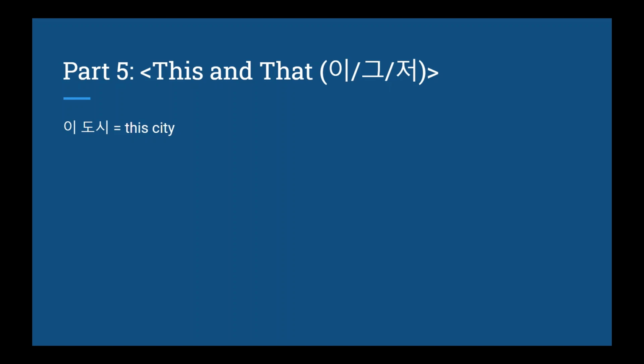For example, I could say 이 도시, which means the city, 그 탁자, which means that table, or 저 차, which is that car all the way over there. 그 and 저 can also be used as pronouns. For example, I choose that. Lastly, if you combine 이, 그, and 저 with 것, which means thing, you get 이것, which means this thing, 그것, that thing, and 저것, that thing over there.